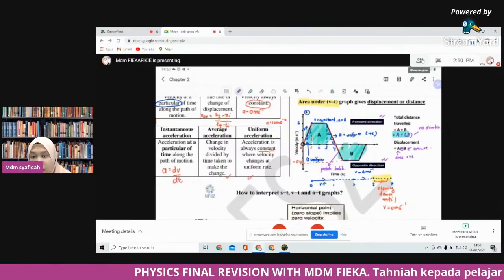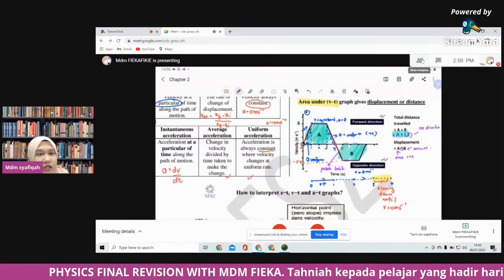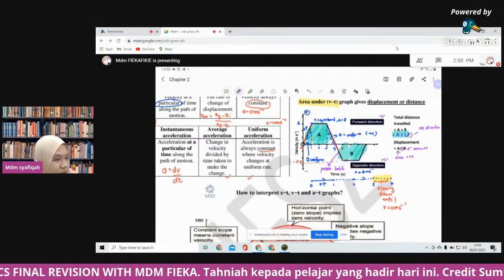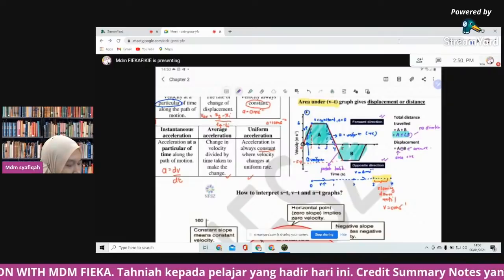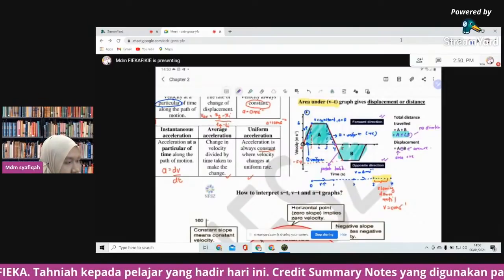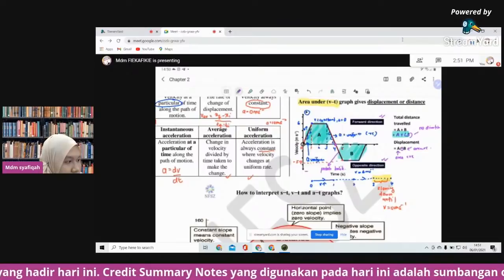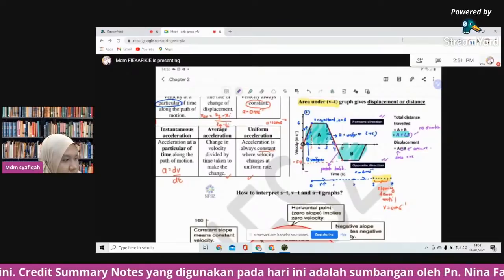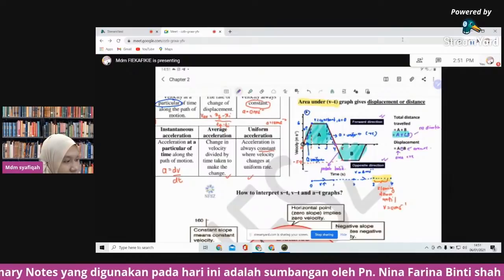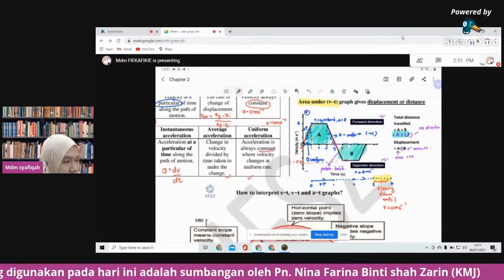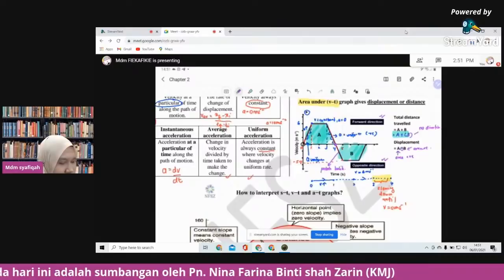Okay. Macam tu. Okay, sekejap saya check dulu. Kenapa saya punya ni dia tak update? Okay, Hanif katanya uniform dengan constant sama ke? Samalah. Okay.